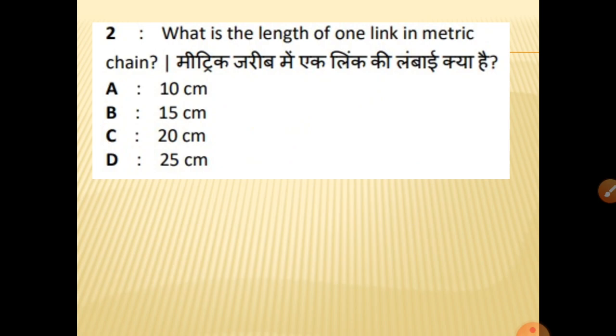What is the length of one link in metric chain? 10 centimeter, 15 centimeter, 20 centimeter or 25 centimeter. Answer is option C, 20 centimeter.